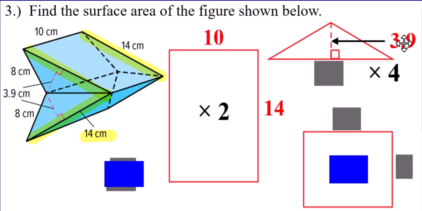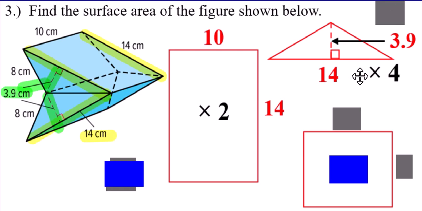Sorry, did I say heights of 8? My bad. I said the wrong thing. They are heights of 3.9. I apologize. I was saying the wrong thing. They are heights of 3.9. The 8s are actually the length going this way, so that's not on the triangle. So, and I already said the base was 14.